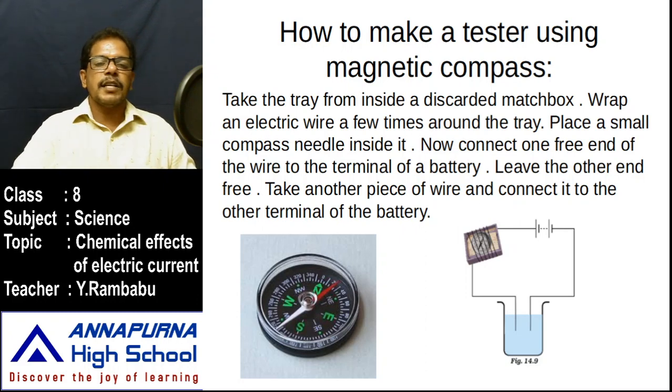This copper wire is wound on the tray, and one free end of this copper wire is connected to the battery's positive terminal, and the other end is left free. From the negative terminal of the battery another copper wire is connected, as shown in the figure. Then our tester using this magnetic compass is ready.